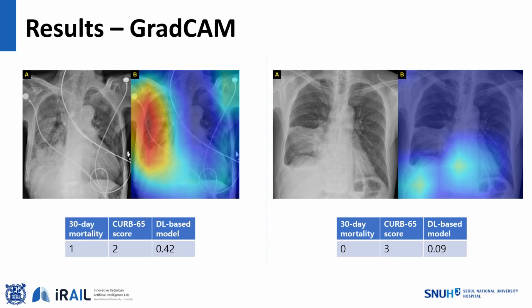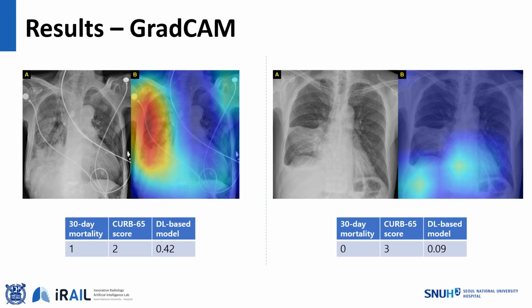Chest radiograph in left figure shows diffuse consolidation involving the right lung. The risk of 30-day mortality predicted by the deep learning model was 42%, and the Grad-CAM shows that the prediction of the model was influenced by the area of pneumonia in the chest radiograph. The CURB65 score of the patient was 2. The patient died 11 days after the diagnosis of pneumonia.